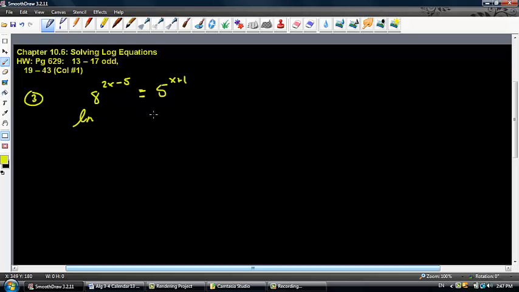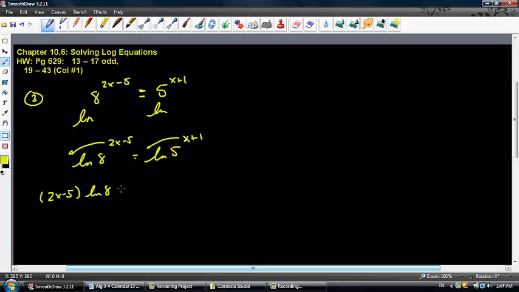So I'm going to take the ln of both sides, so I end up with ln of 8 to the 2x minus 5 equals ln of 5 to the x plus 1. I'm going to back this both down, so I end up with 2x minus 5 in parentheses times the natural log of 8 equals x plus 1 times the natural log of 5.